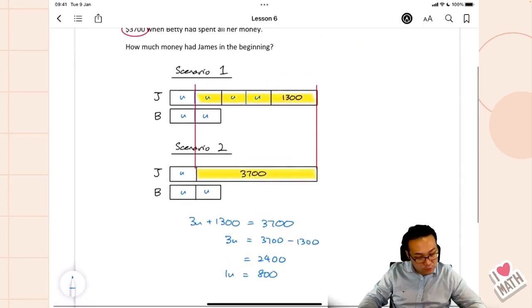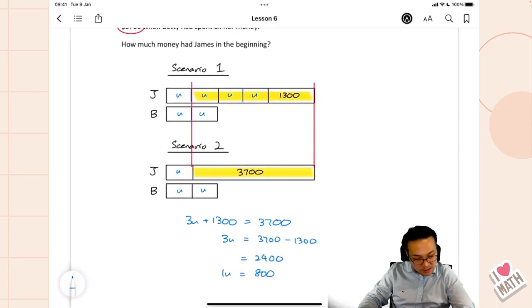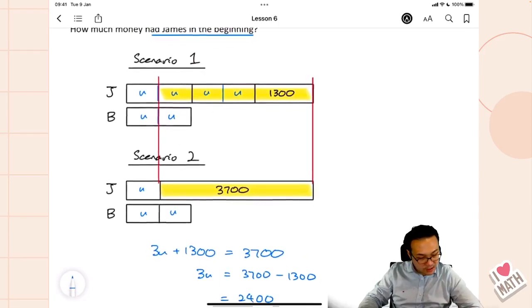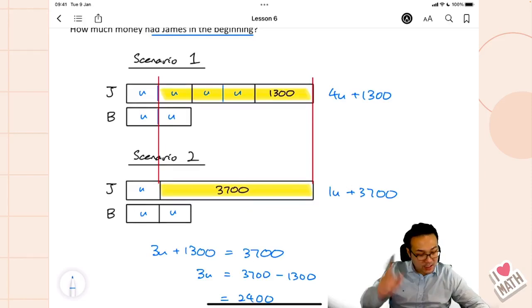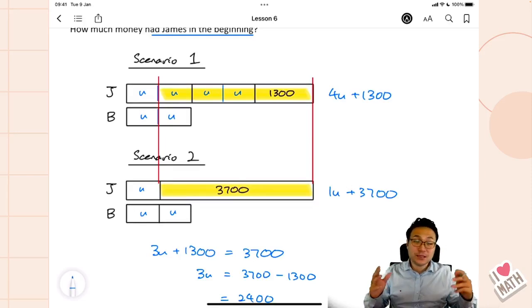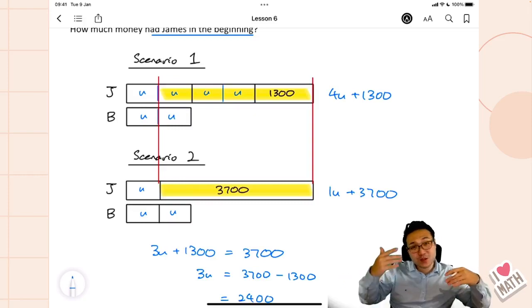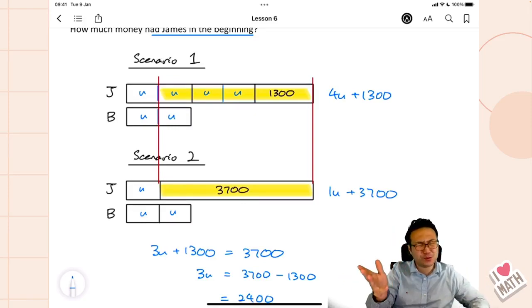What is the question asking you? How much money does James have at the beginning? So basically they're just asking you for the total amount of money. Okay, if you look at scenario 1, how much money does James have? 4 units plus 1,300. If you look at scenario number 2, 1 unit plus 3,700, that is how much James has. So it does not matter which scenario you use. You can use scenario 1, you can use scenario 2, it's up to you. You get the same answer.